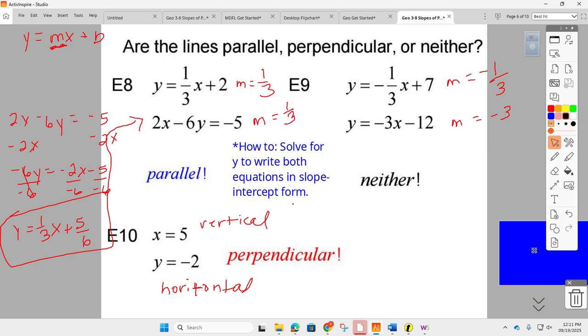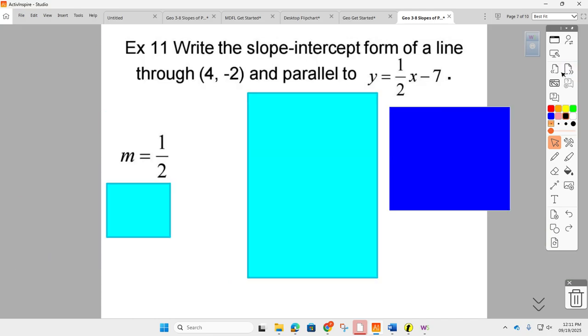Write the slope-intercept form of a line through this point, (4, -2), and parallel to this line, y equals 1 half x minus 7. What is the slope of this line here? Darren? Yeah, right here. 1 half, that's right. So now we want the equation of a line that goes through this point and has the same slope.